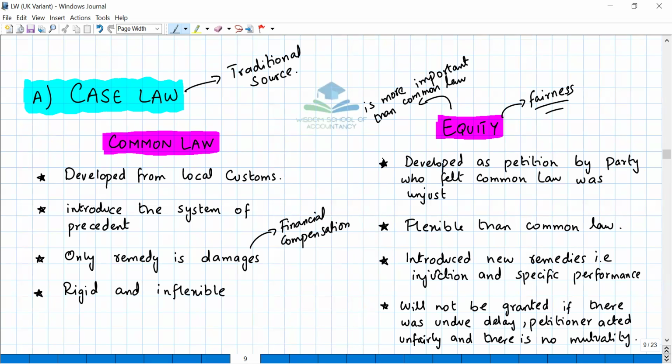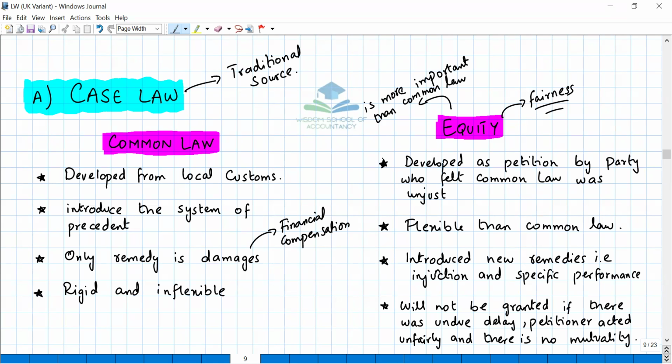The only remedy was damages. According to the common law, the only solution was financial compensation. And the common law was considered to be rigid and inflexible. Why was it considered rigid and inflexible? It means that the law itself was harsh. The reason is that the common law can be kind of illogical.